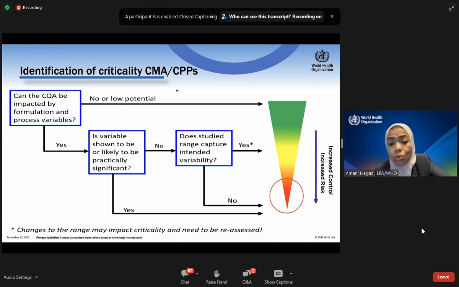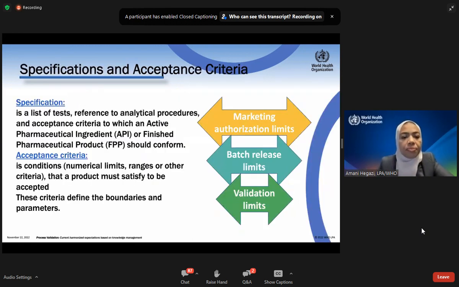So we need to check the detectability. Does the study's range capture the intended variability? If yes, it's a medium risk. If the detection is low, then it is high risk. And as we mentioned, the level of effort and the level of formality are relevant to the level of the risk. So as the risk increases, the control increases and the formality of the assessment should increase.